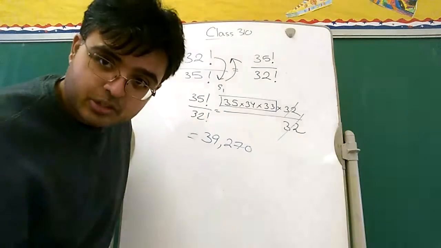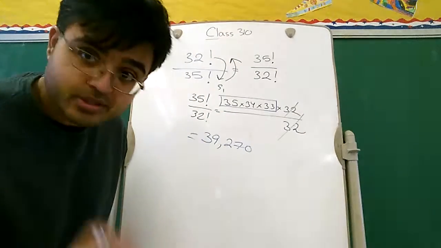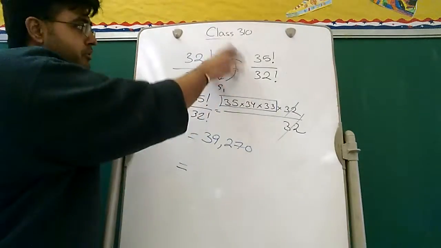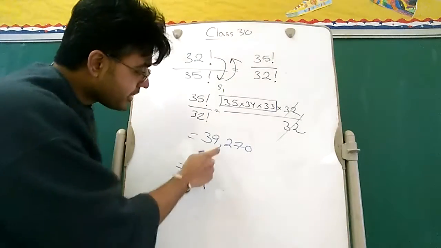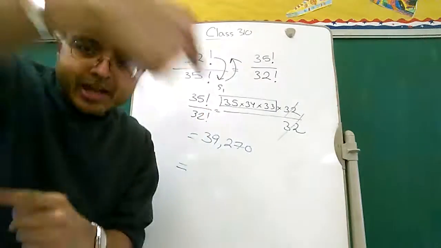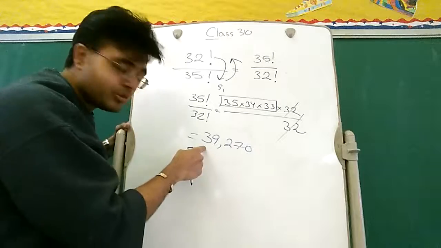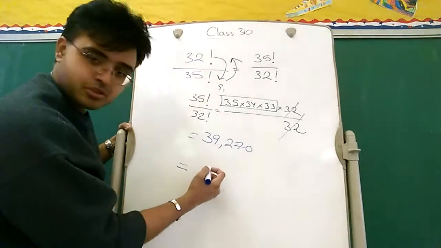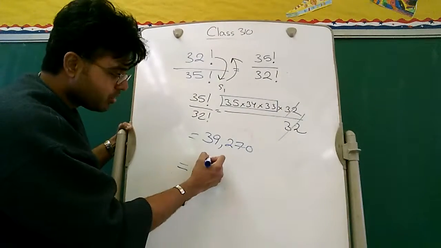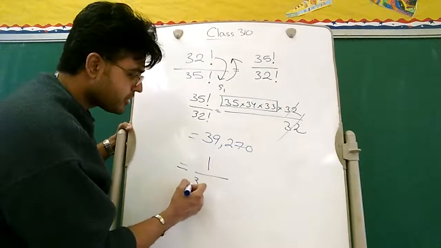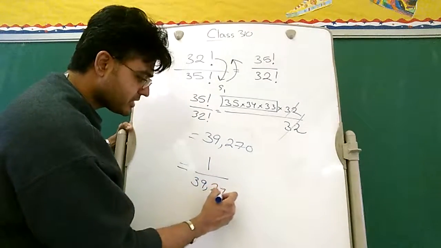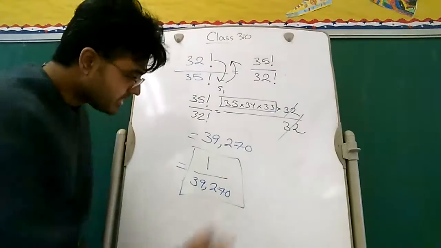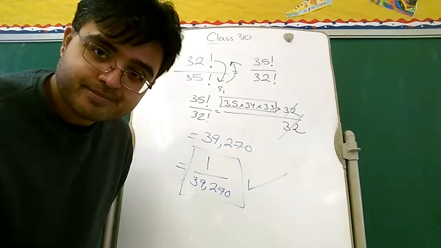We reversed the order. This is not the correct answer yet. So, what do we have to do now? Since we reversed the order in the beginning, we're going to take our answer and reverse that answer as well. So, instead of just a regular 39,270, I'm now going to turn it into a fraction. I'm going to make it 1 over 39,270. And this is the final answer.